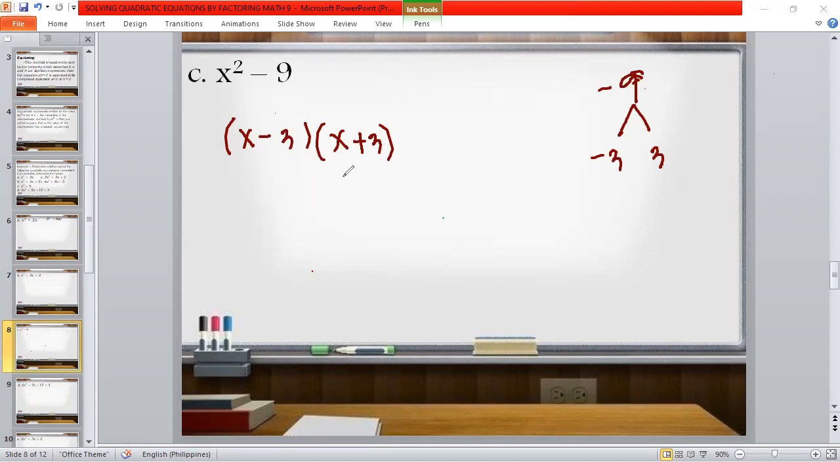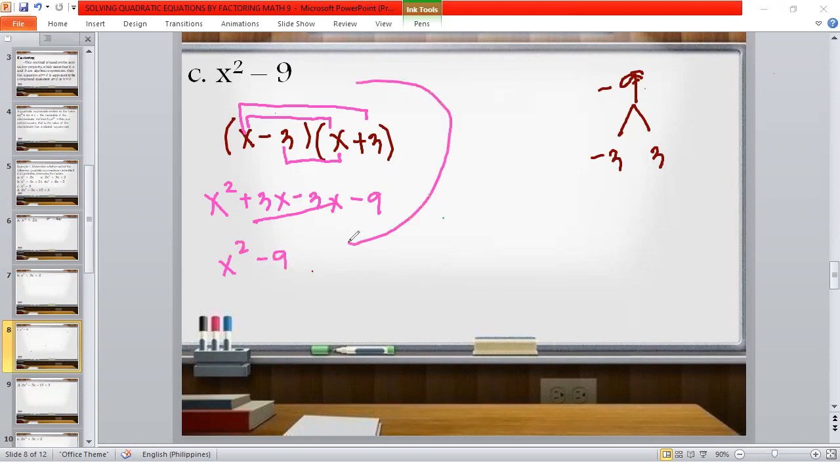Okay, ma'am, paano niyo po nasabi na tama po ang sagot natin, na tama po yung factor natin? Okay, so let's check, using FOIL method. So x times x is x squared. X times 3 is positive 3x. Negative 3 times x is negative 3x. And negative 3 times positive 3 is negative 9. Okay, so 3x minus 3x is equal to 0, so cancel out. Ang matitira na lang po ay si x squared minus 9. So pareho po ba sila?